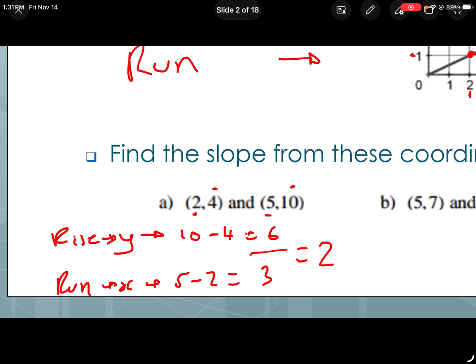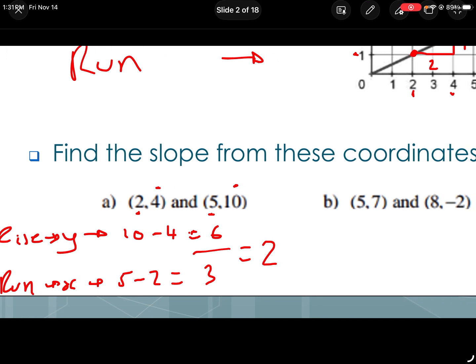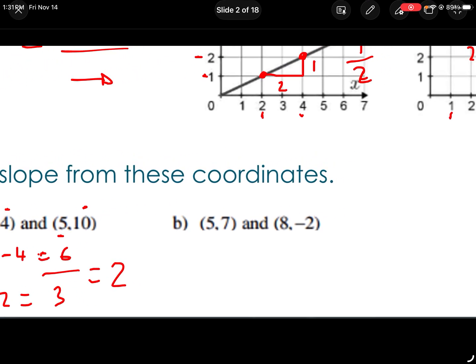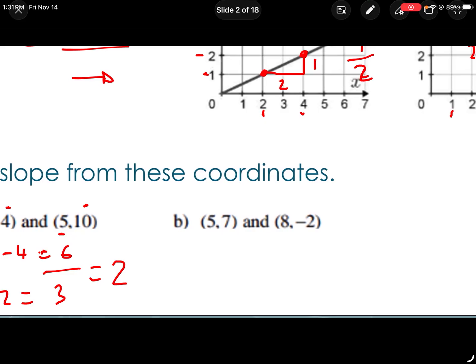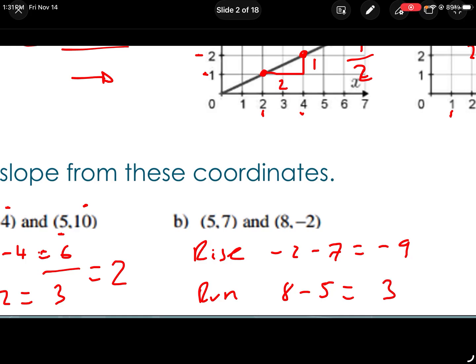But again, you can actually plot these and then draw a triangle if you'd prefer to do that. What about this one? Same idea. My rise then, it went from 7 to negative 2. So I'm just going to do negative 2 take away 7, which is negative 9. My run, it goes from 5 to 8. So I do 8 take away 5, which is 3. And so then negative 9 divided by 3 is just negative 3.